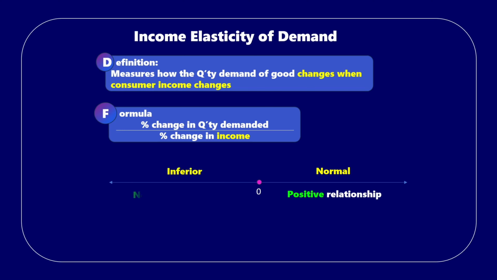But if the value is negative, the good is an inferior good. So if a normal good is a piece of steak, then an inferior good would be a 30-cent cup noodle. As income rises, people buy less of it because they switch to better alternatives. And if the value is zero, demand doesn't really change with income.